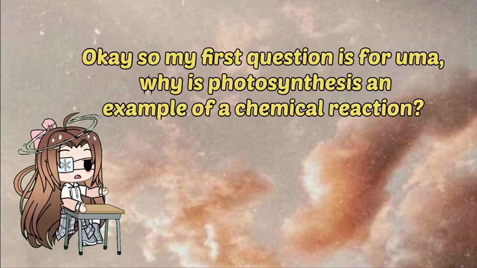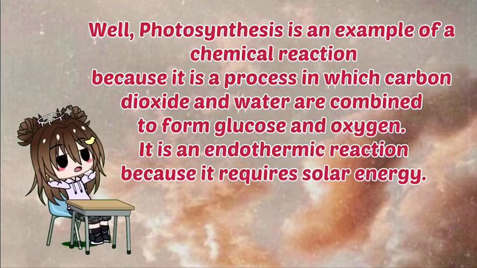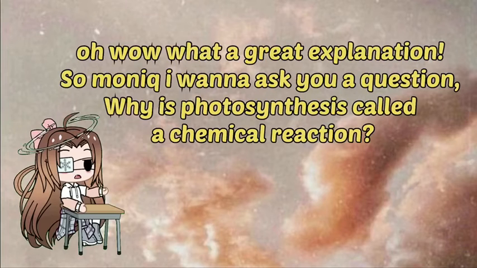Okay, so my first question is for Uma. Why is photosynthesis an example of a chemical reaction? Well, photosynthesis is an example of a chemical reaction because it is a process in which carbon dioxide and water are combined to form glucose and oxygen. It is an endothermic reaction because it requires solar energy. Oh wow, what a great explanation.